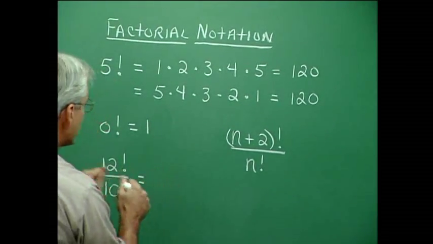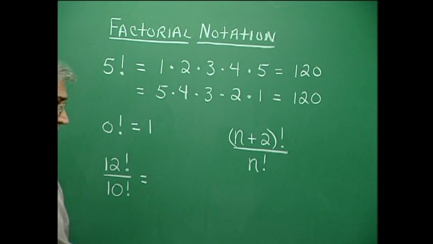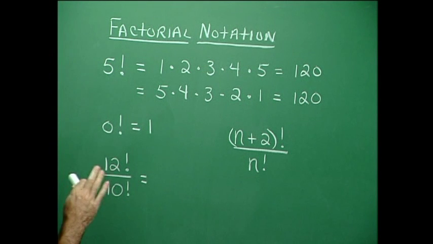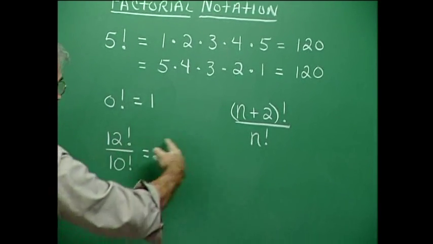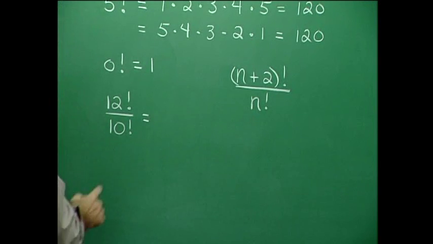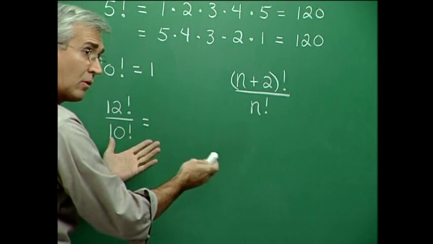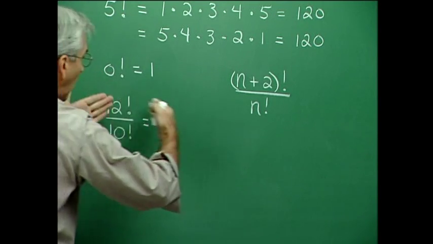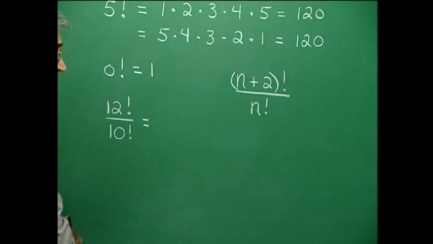As a special definition, 0 factorial is defined to be 1. Now here's a technique that's often used when factorials are involved in problems. If we have 12 factorial over 10 factorial, this is just a string of factors, 12 times 11 times 10 times 9, all the way down to 1. And this is a string of factors. It's 10 times 9 times 8 times 7 and so on.